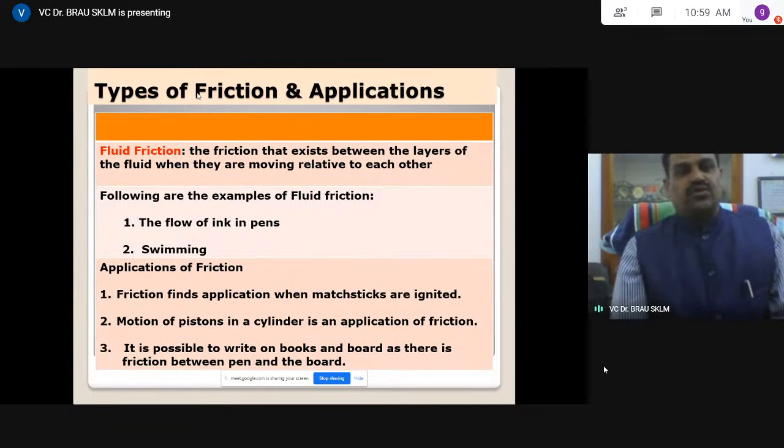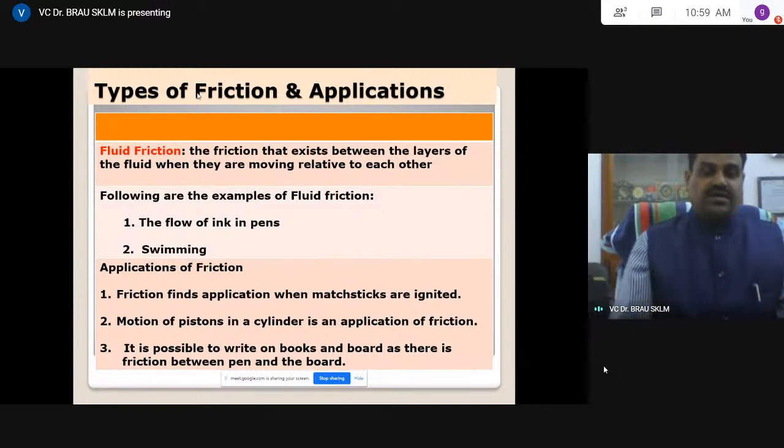The examples are the flow of ink in pens, how the ink comes when we are writing. That is again due to friction. Swimming, or a ship moving on water. You can mention a number of fluid friction examples. What are the other examples? Friction finds application when matchsticks are ignited. In olden days, by rubbing stones we got ignition. That is the best example of the concept of friction.